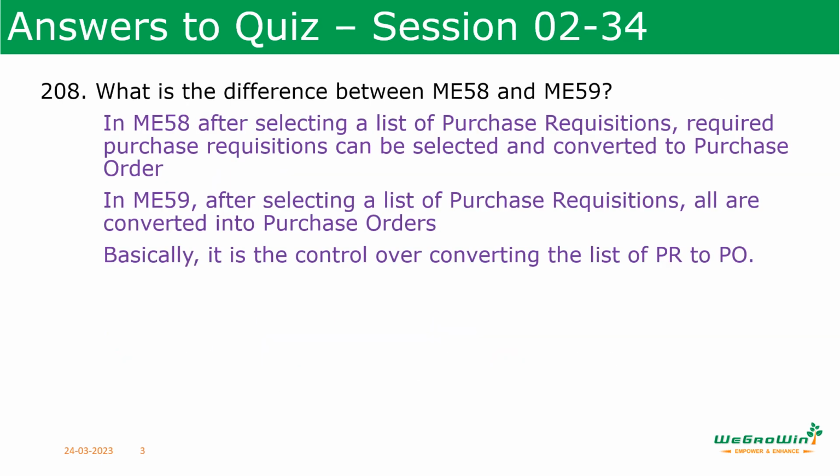What is the difference between ME58 and ME59? Both are to convert the bulk of purchase requests to purchase orders. In case of ME58, after selecting the list of purchase requisitions, we assign the sources and then we convert the purchase requests to purchase orders. In case of ME59, the sources are already assigned. We just convert the purchase requests to purchase orders. So it is the degree of control that we have on converting the purchase requests to purchase orders.